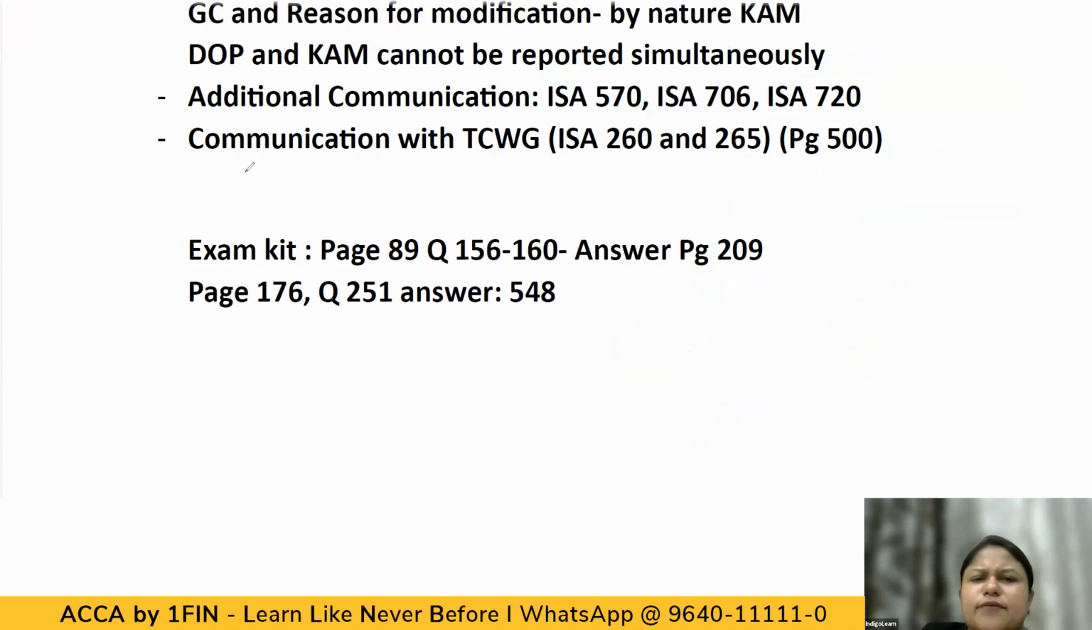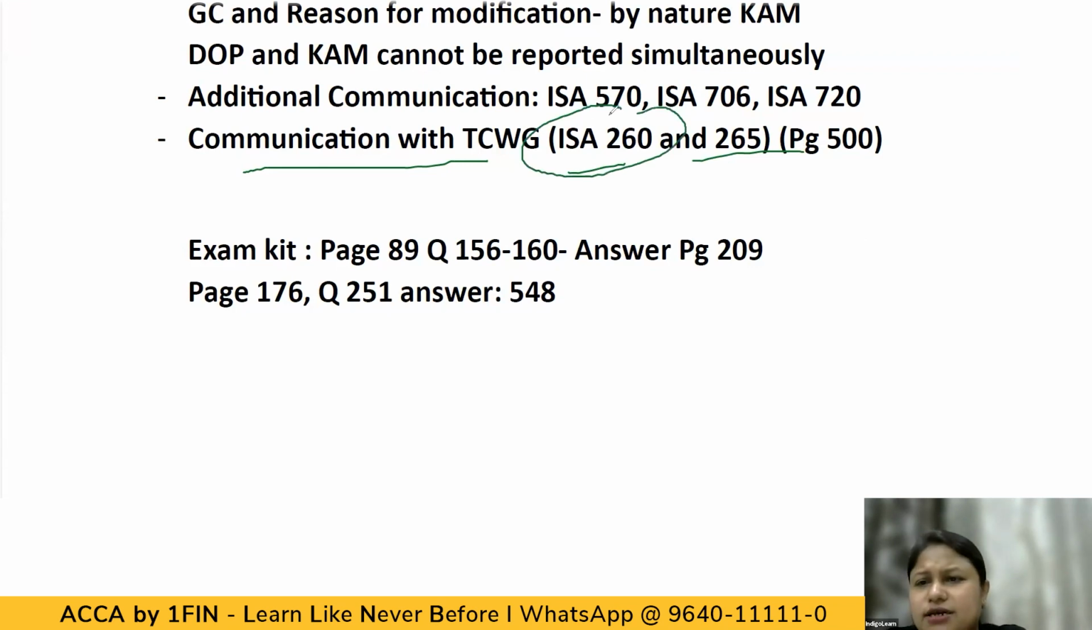Then communication with TCWG, that is ISA 260 and 265. 265 we already touched upon in the topic of internal control, where we know that when the auditor identifies deficiencies in the internal control, he has to pick up the significant deficiencies and communicate them to the management and TCWG. So that we have understood very clearly. ISA 260 talks about other information which is mandatory to be communicated to the TCWG, like misstatements identified during the course of the audit which management does not resolve, or matters regarding going concern, which you have to communicate to the management and TCWG.